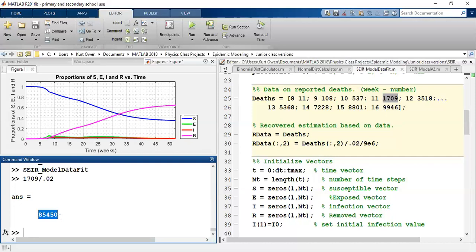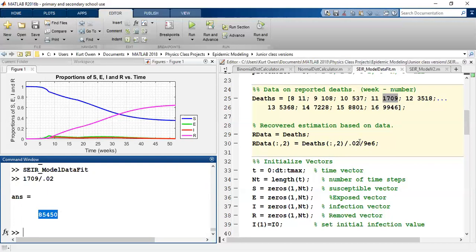So what we're going to assume is that there were 85,450 people who have been removed from the susceptible population. 98% of those recovered, 2% of those died. So that's where the 1,709 comes in. It would be 2% of the 85,450. But we're working backwards. We're going to take the number who have died and figure out how many must have been removed from being sick based on that.